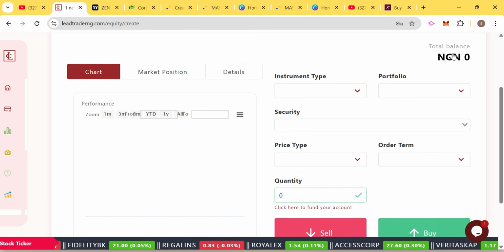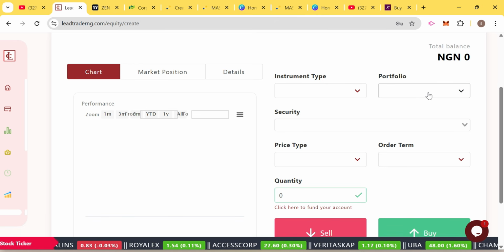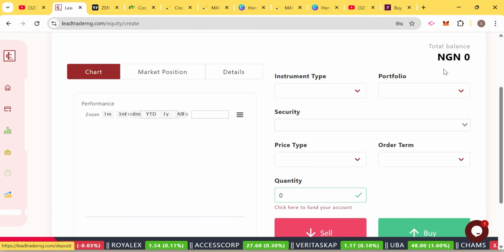Now this area is where you see your balance, whether you have 1 naira or 2 naira. This is where you see it. Sometimes most people come to this place and see zero and they are worried that their account is zero. The account is not zero. It's just that I've not picked the portfolio that I want to reflect here. As soon as I pick it, you see my balance.